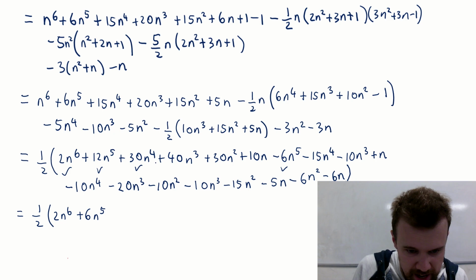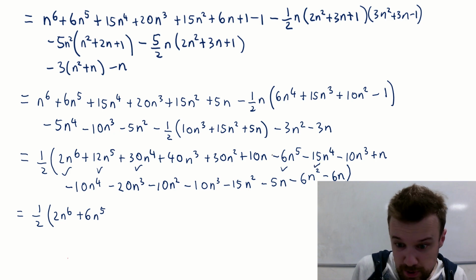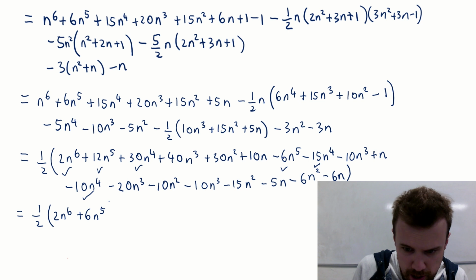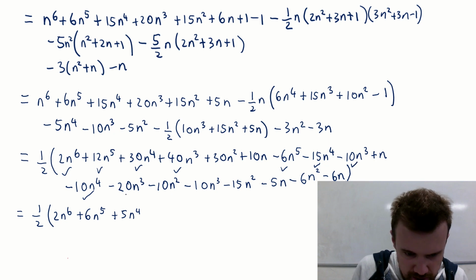We have a 30n to the 4. We've got a minus 15n to the 4, so that means 15n to the 4 overall, becoming a 5n to the 4 at that stage. We've got 40n cubes. Minus a 10 of them will get me 30. Minus another 20 will get me 10. Minus another 10 will mean I end up with no n cubes, controversially.